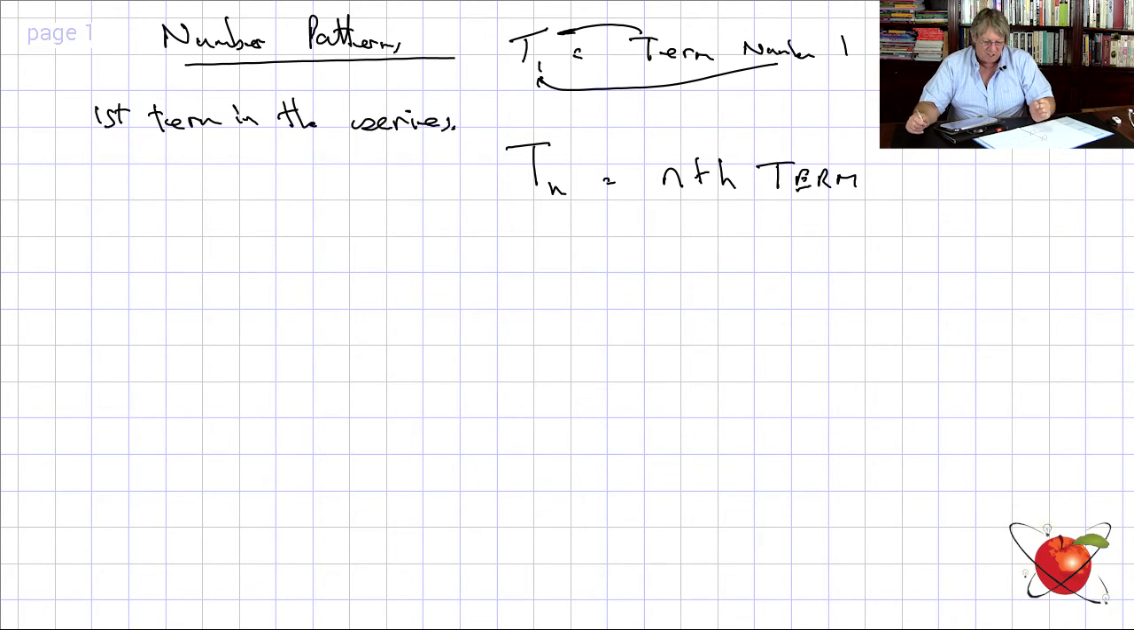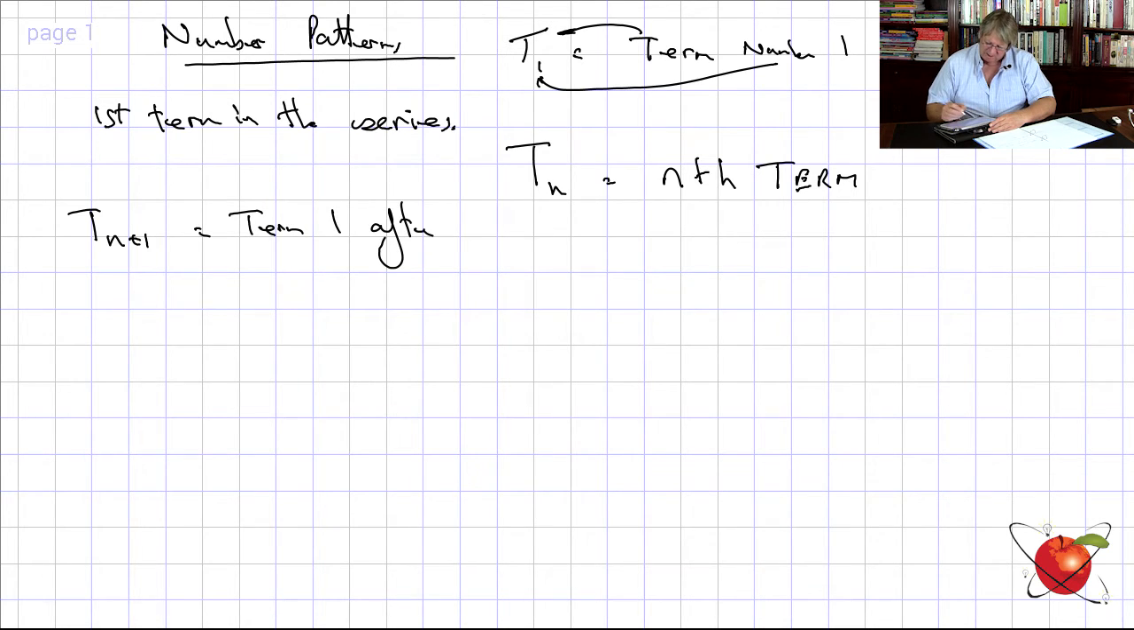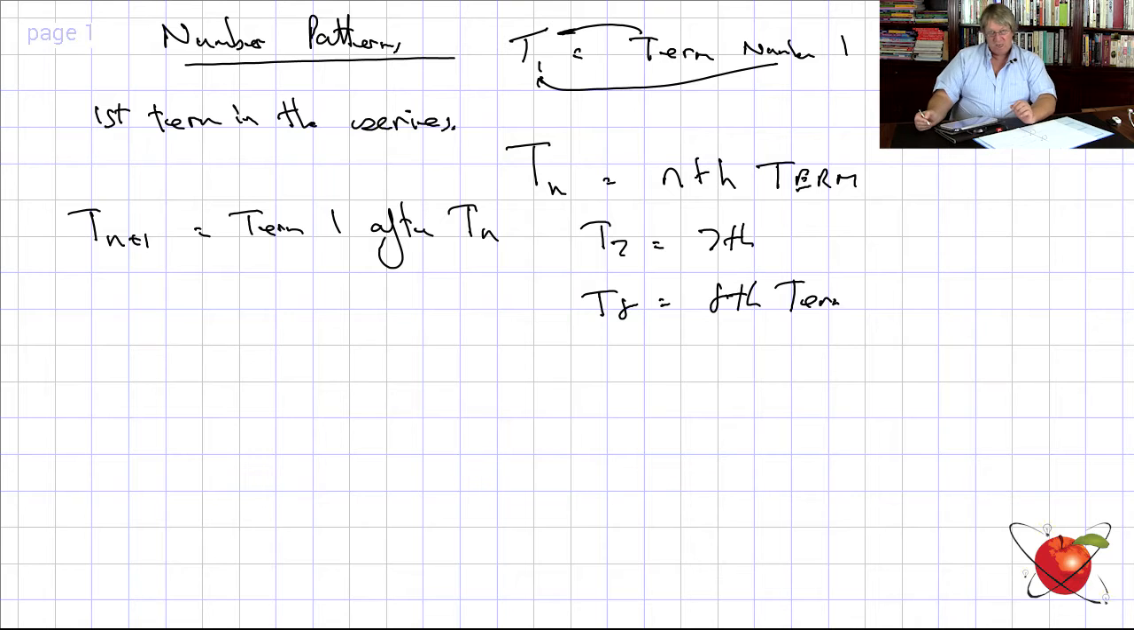All right, so let's have a look at this. We could have, for example, Tn plus 1. What's that? It's the term 1 after Tn, isn't it? So if Tn was the 7th term, what is Tn plus 1? It's the 8th term. Right? So that's what we've got.